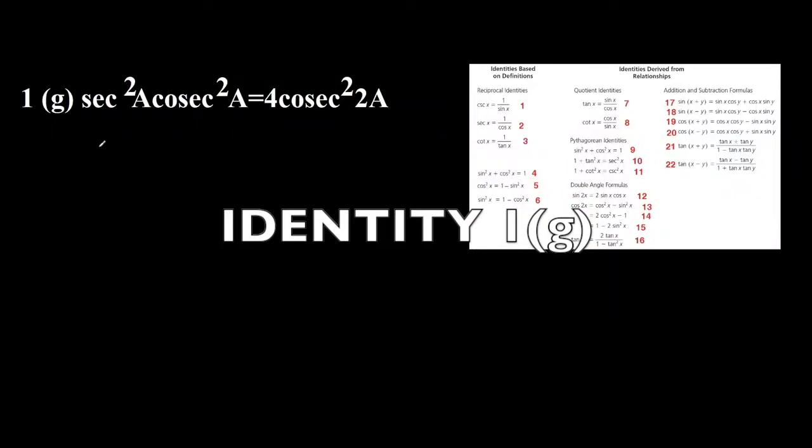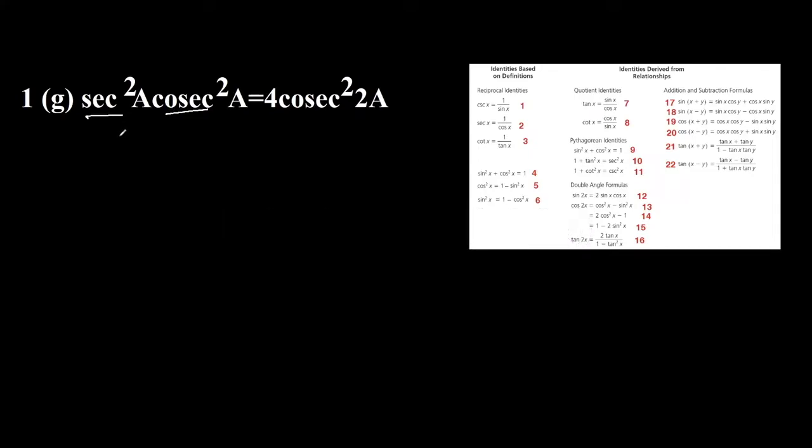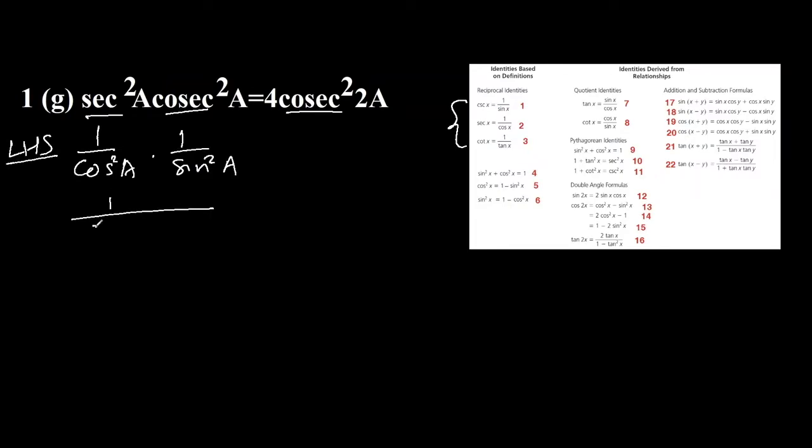In this identity we have secant square and cosecant square, which do not have any direct relationship with each other, and we want cosecant square. So we can use these reciprocal identities. So 1 over cos square a, 1 over sine square a, that will be LHS, right? So can I write this as 1 over sine square a cos square a? Yeah, so it matches with sine 2a.